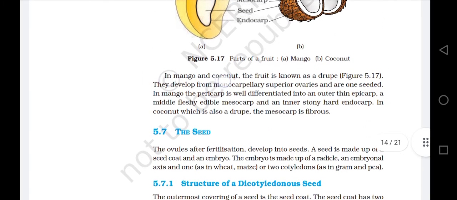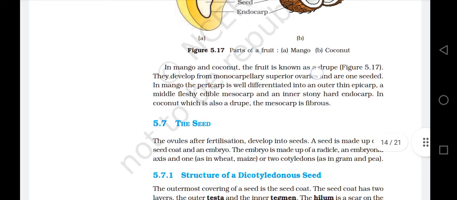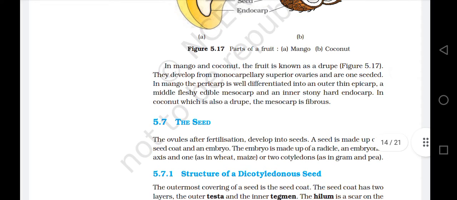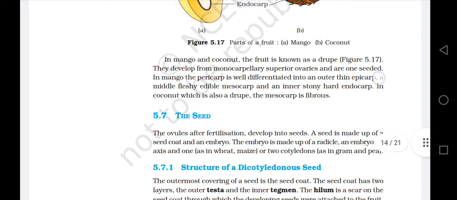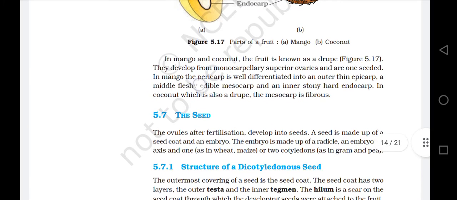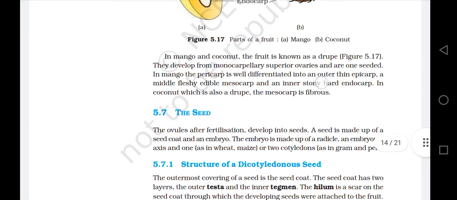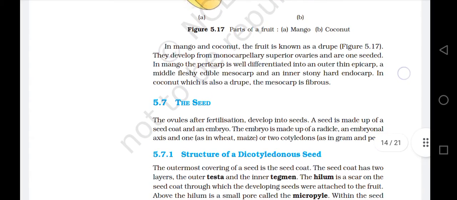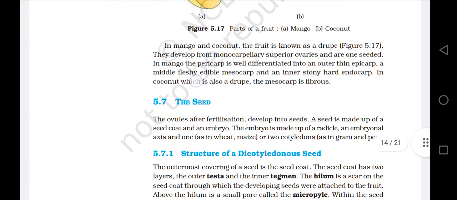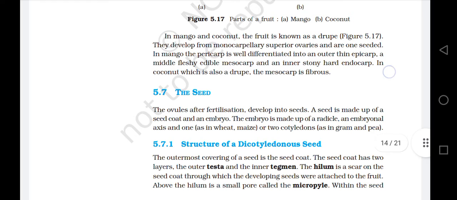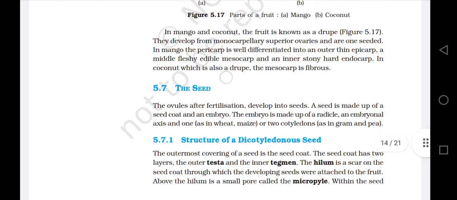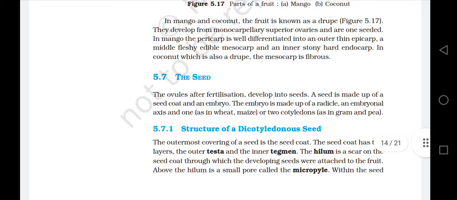In mango and coconut, the fruit is known as drupe, figure 5.17. They develop from monocarpellary superior ovaries and are one-seeded. In mango, the pericarp is well differentiated into an outer thin epicarp, a middle fleshy edible mesocarp, and an inner stony hard endocarp. In coconut, which is also a drupe, the mesocarp is fibrous.